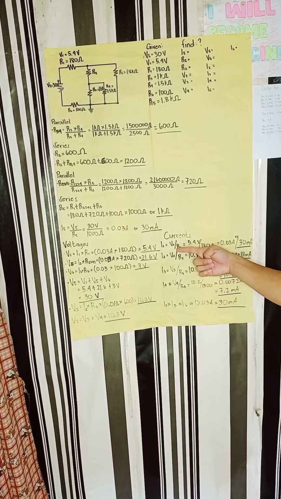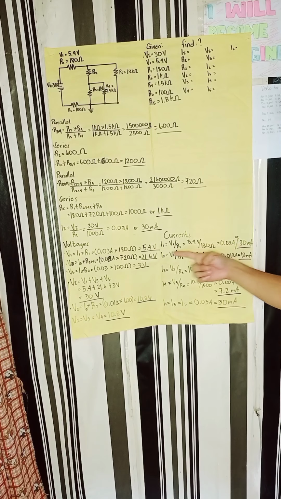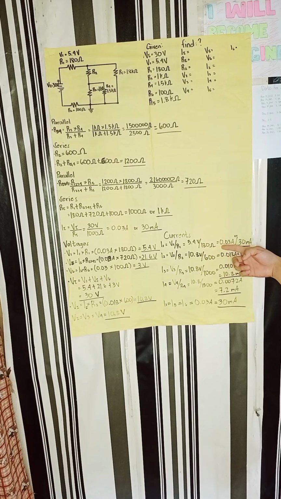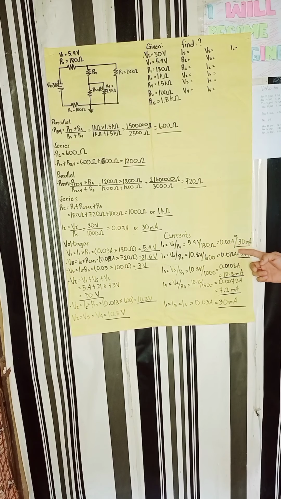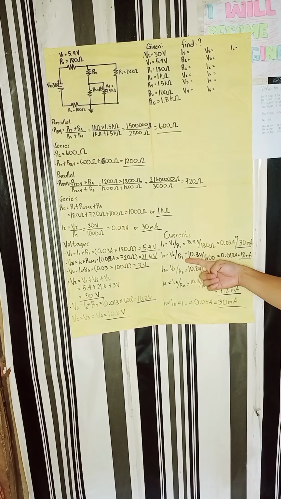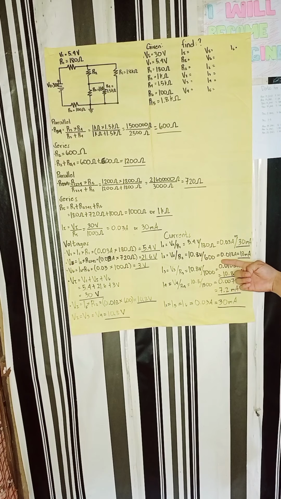I1 is equal to V1 over R1. V1 is equal to 5.4 volts and R1 is equal to 180 ohms, equal to 0.03 ampere or 30 milliampere. I2 is equal to V2 over R2. V2 is equal to 10.8 volts and R2 is equal to 600 ohms, equal to 0.018 ampere or 18 milliampere.